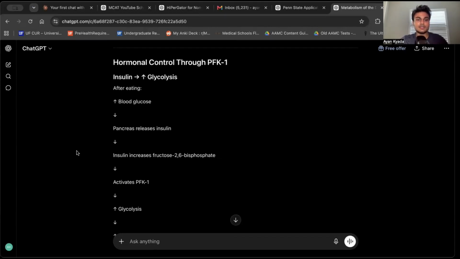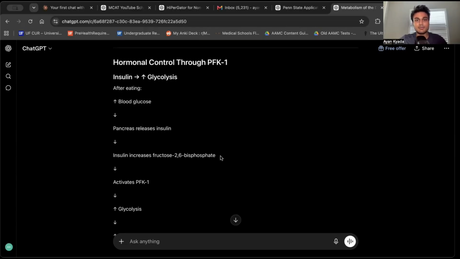And what I really enjoy is that it goes into detail explaining how. So for instance, instead of just saying that insulin increases glycolytic flux, it gives you a scenario and tells you the mechanism by which this is achieved.